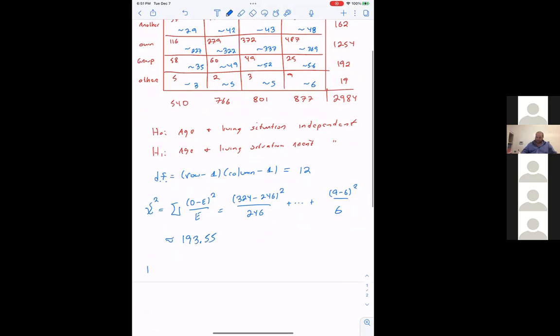And what's the p-value? It's point and like 35 zeros. Yeah, the p-value is 0. It's essentially 0. And because the p-value is so small, what is my conclusion on the null hypothesis?